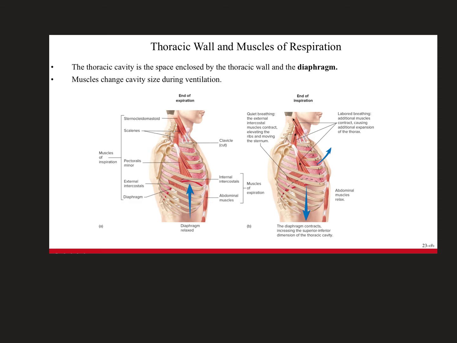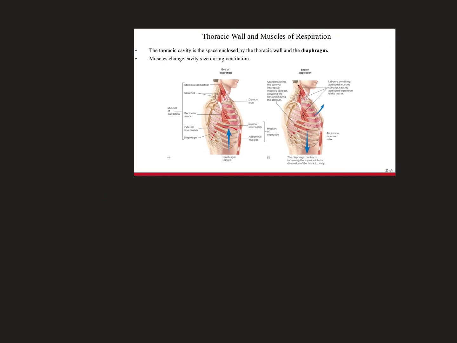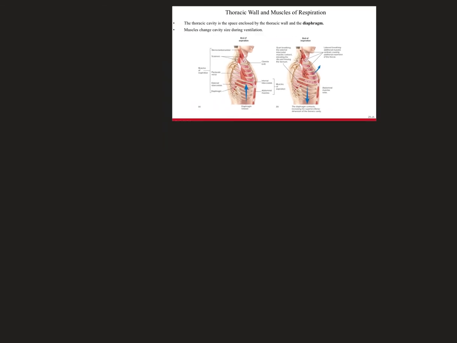So the biggest muscle that we're going to deal with is the diaphragm. There are images here, but I'm going to draw a nice simple figure. We're going to have our trachea, our bronchi, and our lungs. And then we have our thoracic cavity.